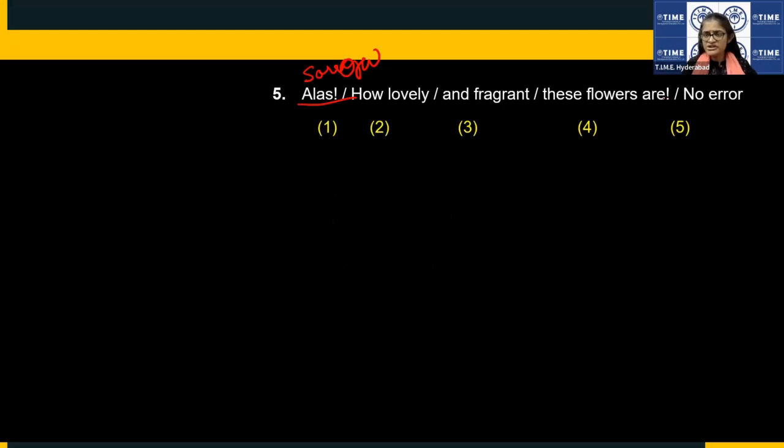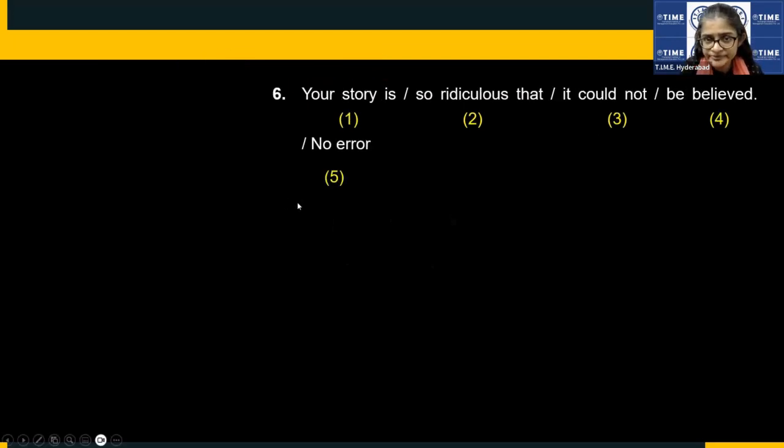There is an exclamation here. You don't need any word here. If you were to say it in, let's say, a less formal sense, you can say, wow, how lovely and fragrant, but definitely not alas. So the error is in this interjection. Interjection is the less commonly tested part of speech and grammar, but occasionally you do get such questions. Okay.